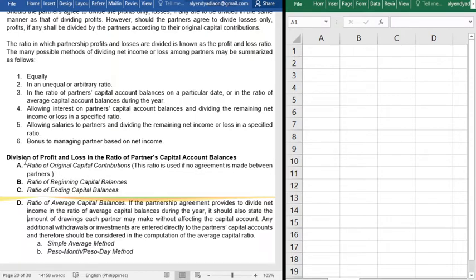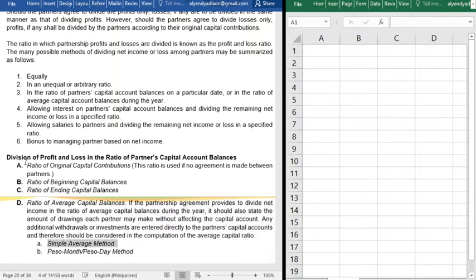Now in an average capital, we can consider how many months this balance remained. How many months did the partner maintain this balance? How many months did the partner have a 100,000 balance? How many months did the partner have an 80,000 balance? So we can see how we are going to do it later on in our problem solving.